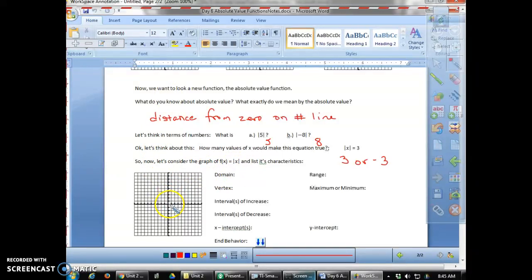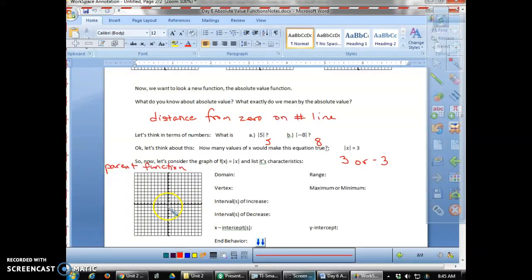So this is just our parent function. So when I say parent function, I mean you're going back to the basics. You don't have any translations at all. No left-right shifts, no up-down shifts, no stretching, no compression, no reflection. Those are all the things we're going to review.